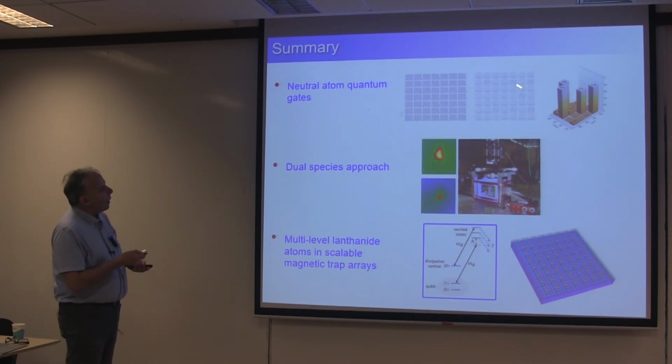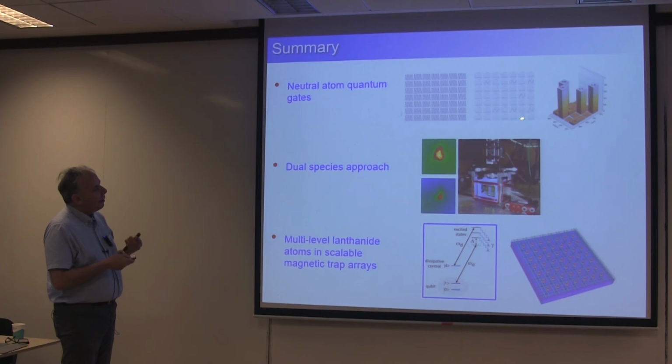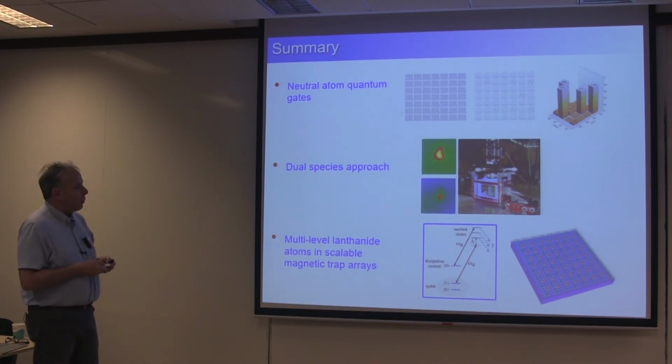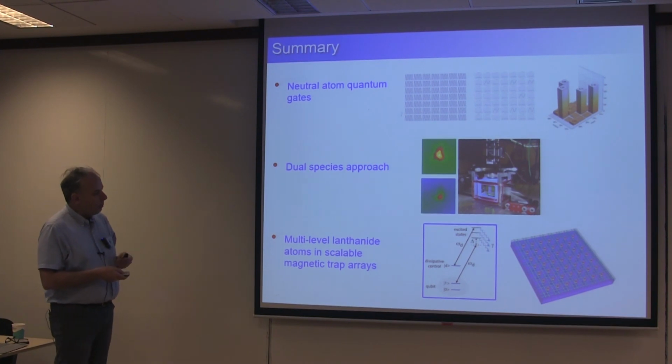I've told you about neutral atom quantum gates, and we've made a lot of progress. There's still a lot of challenges ahead of us, but we're optimistic that we can solve them. Looking even further in the future at some of these crosstalk challenges involved with implementing error correction, we're thinking hard and working on different solutions. One is this dual species approach that I said a little about. Another is going to more complex atoms such as holmium and thinking about magnetic trap arrays.